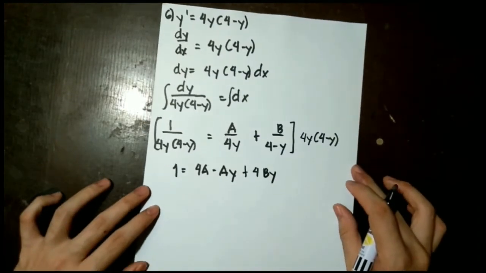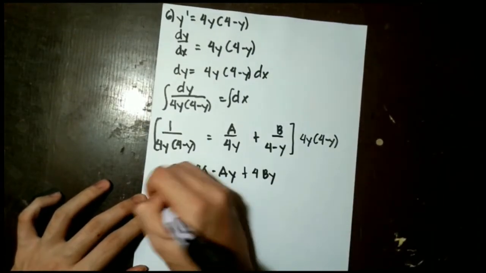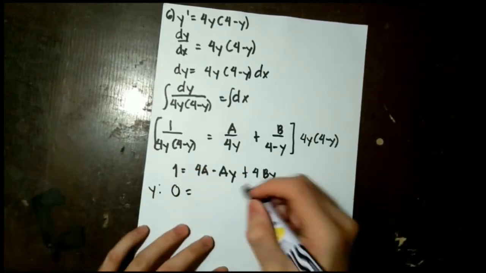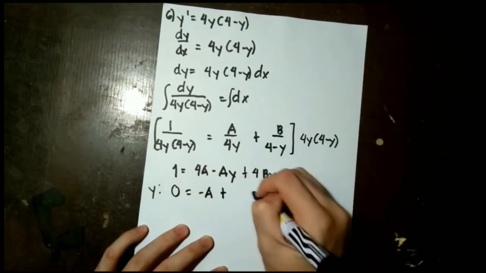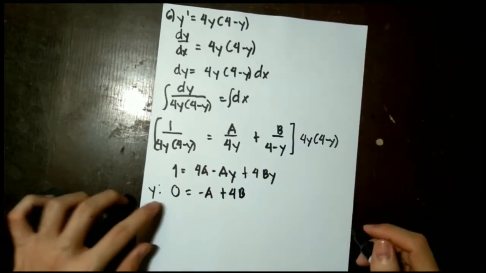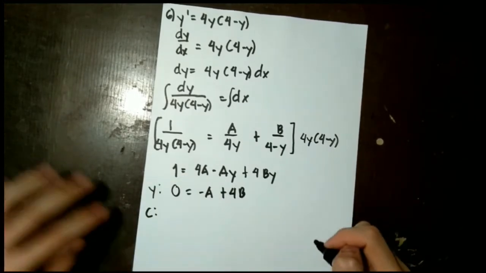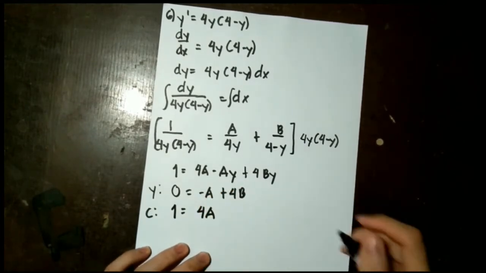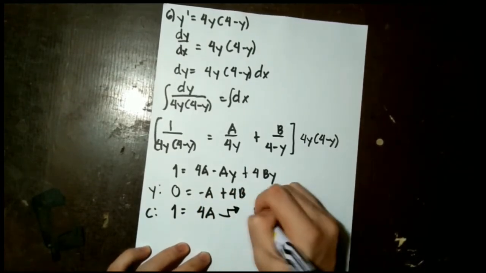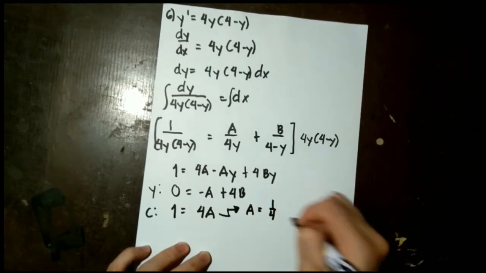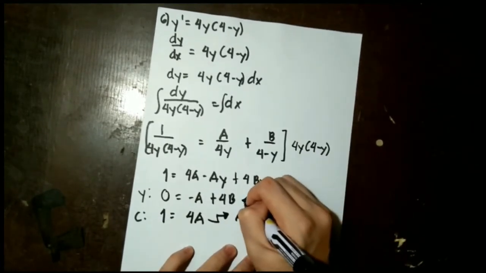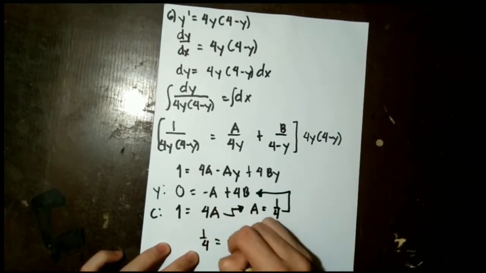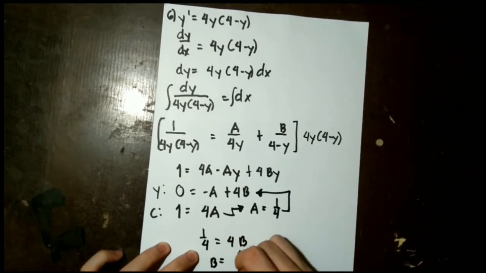Now, the first thing we find is the coefficient of y. The y on the left side is 0, and the y on the right side is negative a plus 4b. Then we proceed to all the constants. All the constants on the left is 1. All the constants on the right is 4a. So we get the value of a from this equation, which is a equal to 1 over 4. Then we substitute into this equation, and we get the value of b: 1/4 is equal to 4b. So b is 1 over 16.